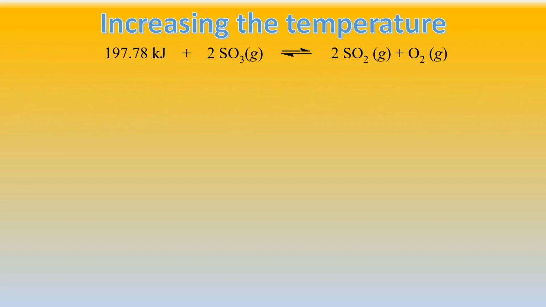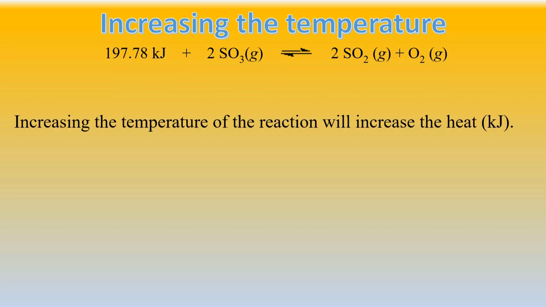Consider the reaction where 2 moles of SO3 sulfur trioxide gas is at equilibrium with 2 moles of SO2 sulfur dioxide gas and 1 mole of oxygen O2 gas, after absorbing 197.78 kilojoules of heat energy. Increasing the temperature of this reaction will increase the heat in kilojoules.